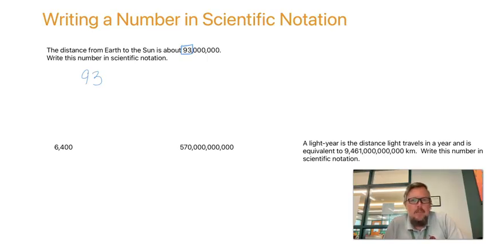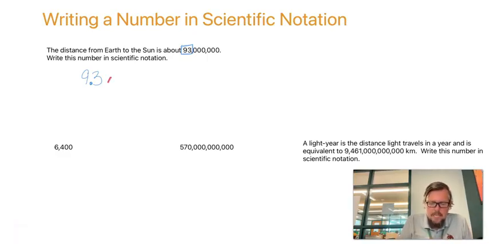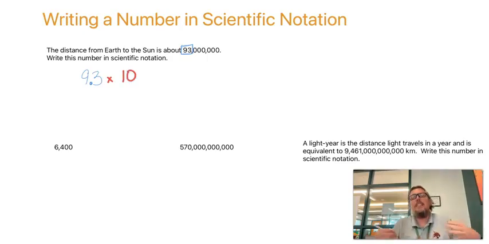Where could we put a decimal in 93 so that it's between 1 and 10? The obvious answer is between the 9 and the 3. In between 9 and 3, we get 9.3, and 9.3 is between 1 and 10. Great. Now, obviously, 9.3 is not the same thing as 93 million. So here's where the rest of scientific notation comes in. We're going to take that 9.3 and multiply it by 10 raised to some power. And whatever the power is, it needs to be something that turns 9.3 into 93 million.